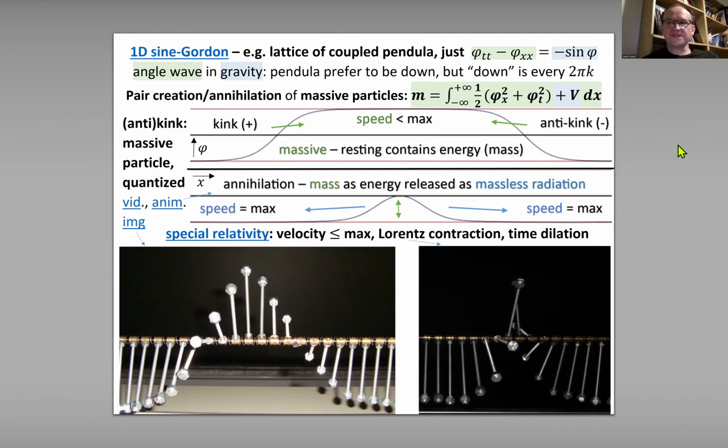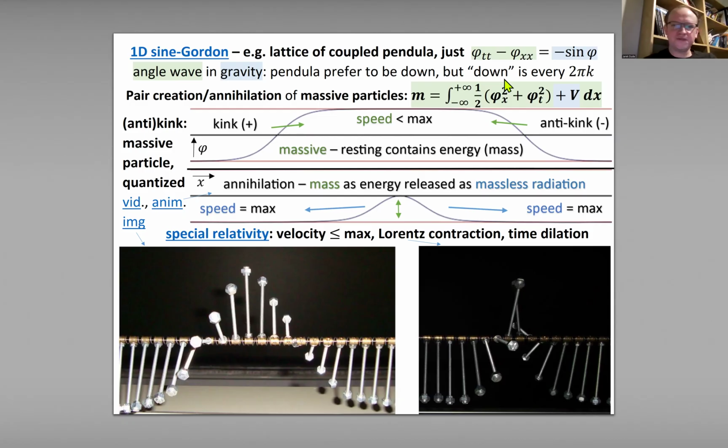Okay, so let me briefly start with a one-dimensional model, the so-called Sine-Gordon model, which can be realized with a lattice of pendula. So the pendula want to hang down, but there is also down at 2π further. So we get this simplest, stable, energy-minimizing configuration called a kink, behaving as a particle. There is creation of such pairs, annihilation. We have massless waves, for example from annihilation, and massive particles.